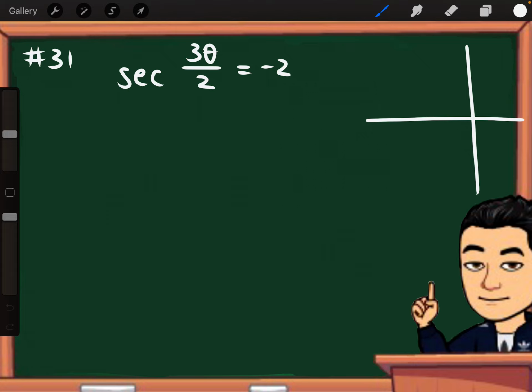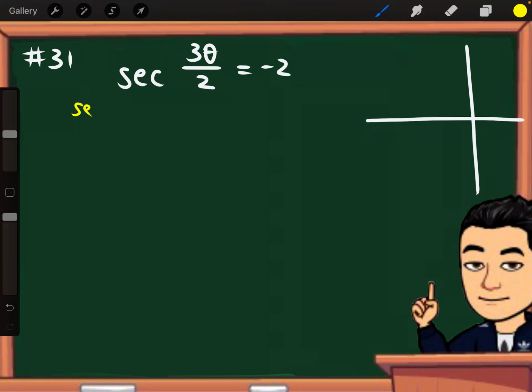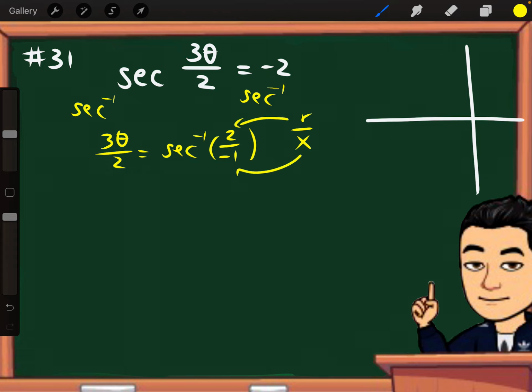So number 31, it's similar to the previous question. So let me go ahead and put the inverse secant on both sides. So I have 3 theta over 2 equals inverse secant of -2. So I'm going to put -2 as a ratio of 2 over -1 because I know that secant is r over x. Okay, so which tells you that your radius is going to be 2, your x is going to be -1. And this is the same triangle that I drew in number 29.